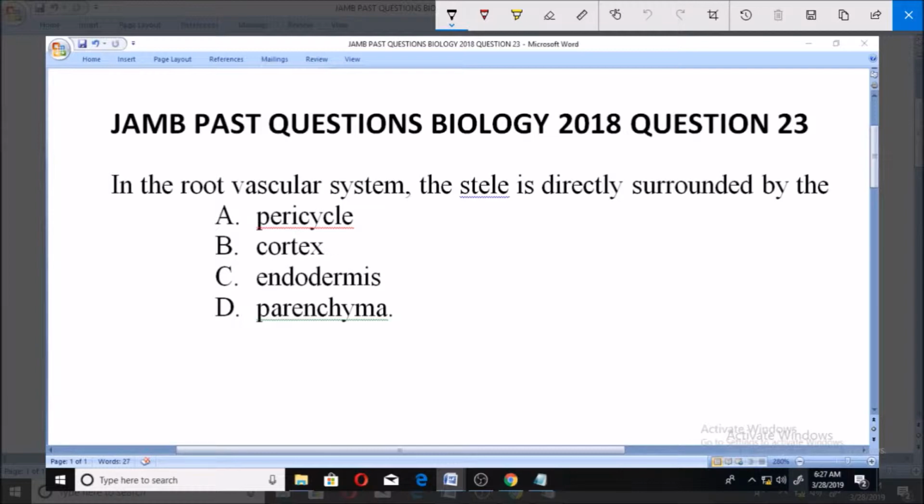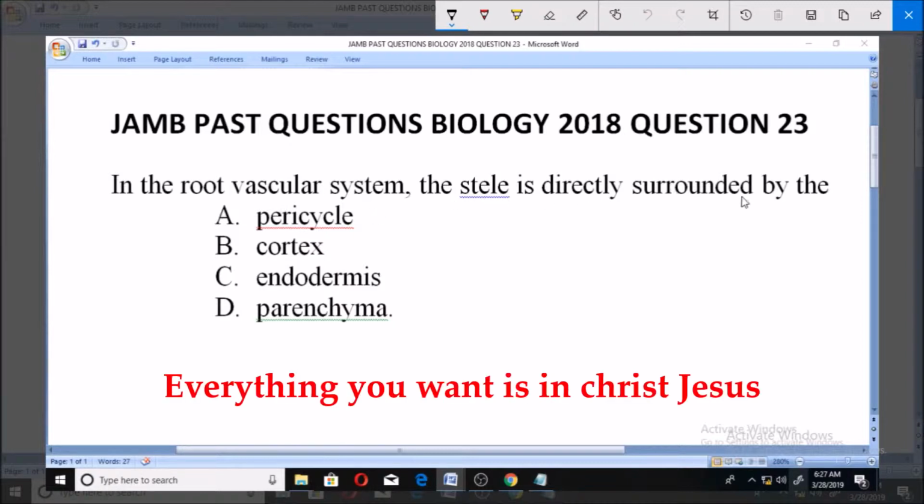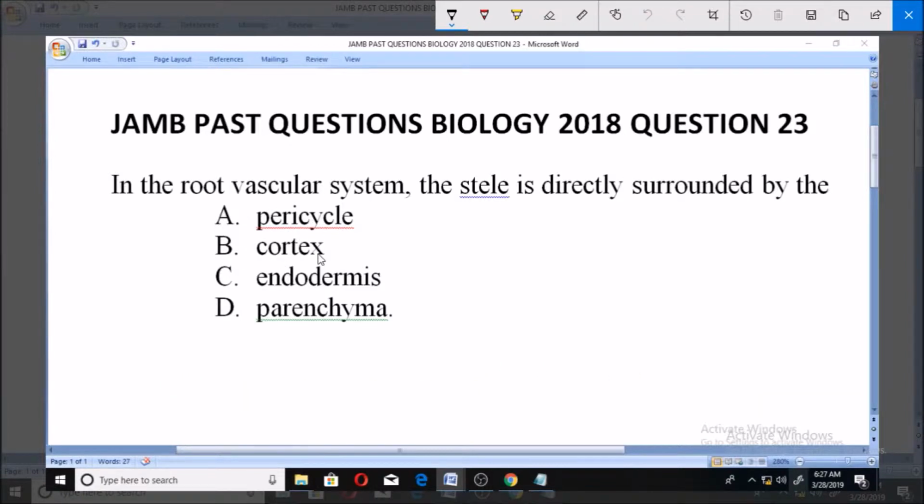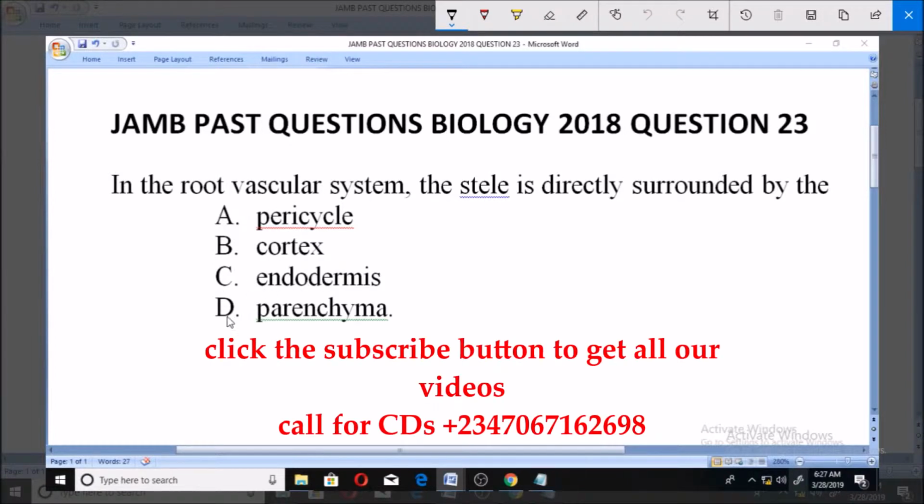Question number 23. In the root vascular system, the stele is directly surrounded by the A. Pericycle, B. Cortex, C. Endodermis, D. Parenchyma.